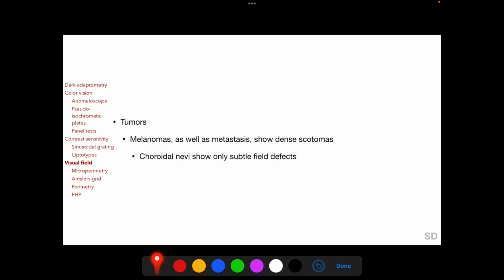Choroidal melanomas as well as choroidal metastases usually show dense scotoma, but choroidal nevi show only subtle field defects, and so visual field testing can be a supplement to differentiate choroidal melanomas and choroidal metastases from choroidal nevi.